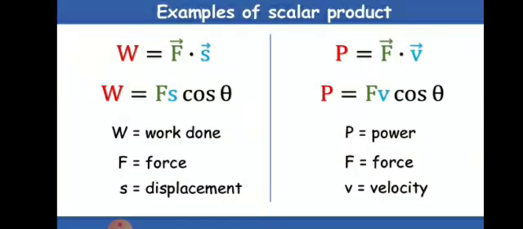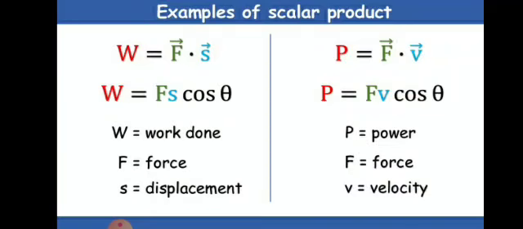So we can give examples. Work is the dot product of force and displacement. So work done is equal to F s cos theta. The dot product of 2 vectors is a scalar quantity. In the above example, the force and displacement are vectors. Their dot product, work, is a scalar.